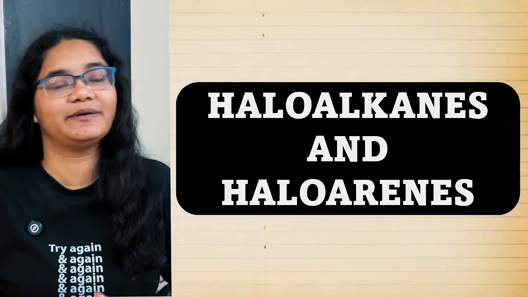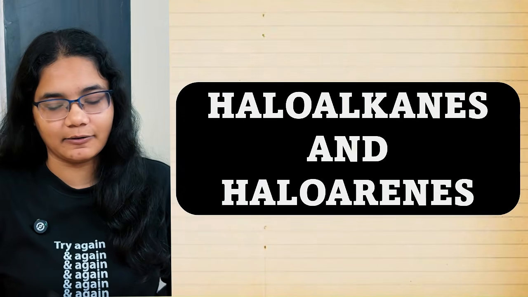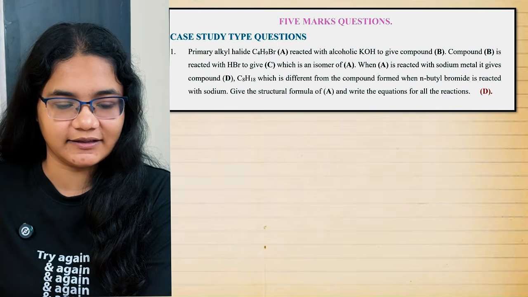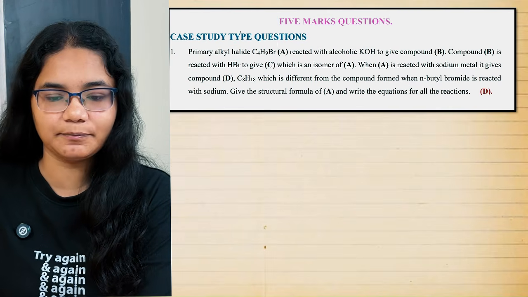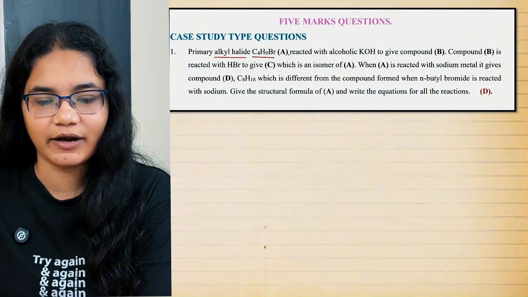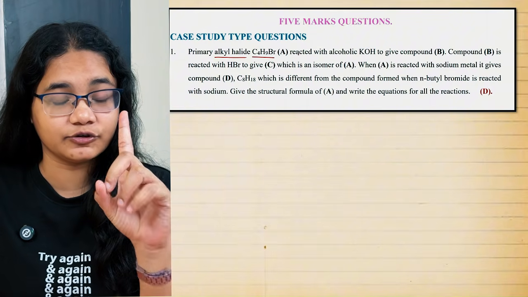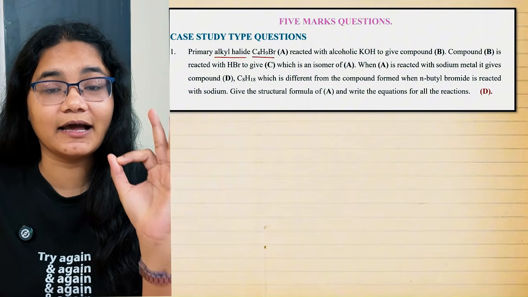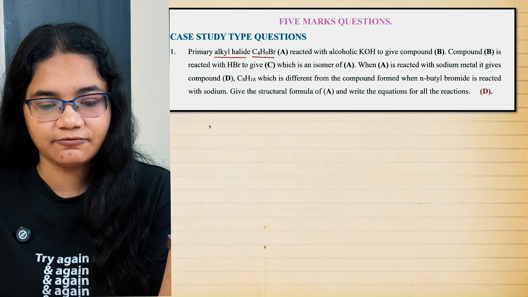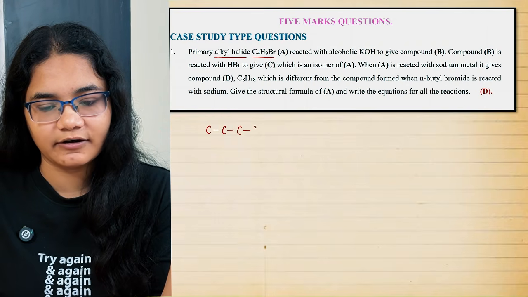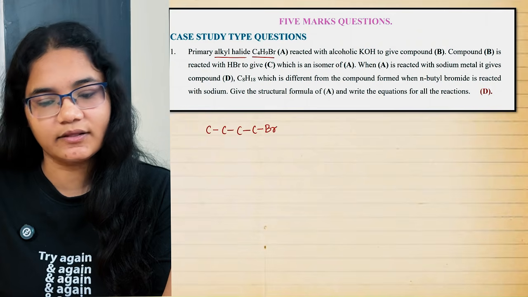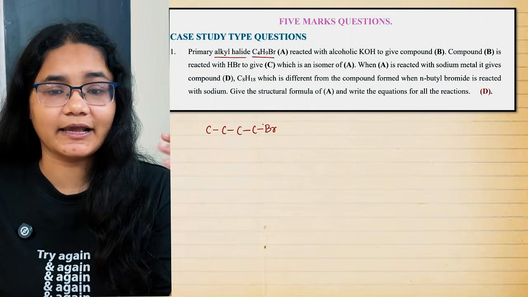So let's get started with the first chapter, Haloalkanes and Haloarenes, and see the case-based questions given in this particular chapter. So the first question is like this. The question is: primary alkyl halide C4H9Br. Please remember the first word given here is primary alkyl halide. So if I have C4H9Br, I will write it like this. This is the only primary alkyl halide possible.